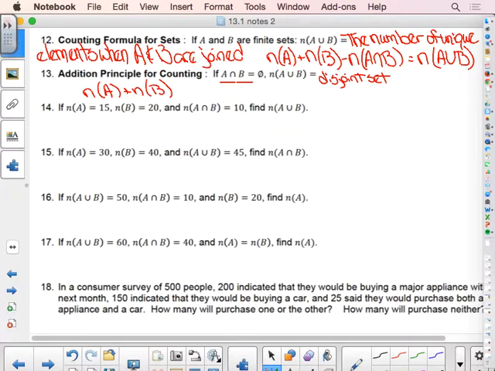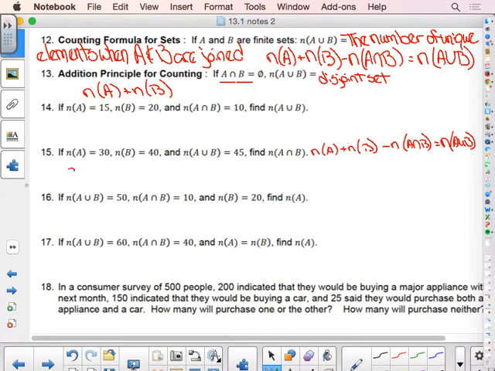14 is homework. 15 says if the number of elements in A is 30, the number of elements in B is 45, the number of elements in the union is 45, we need to find the number in the intersection. So if we go back and look at this, the number in A plus the number in B minus the number in the intersection is equal to the number in the union.